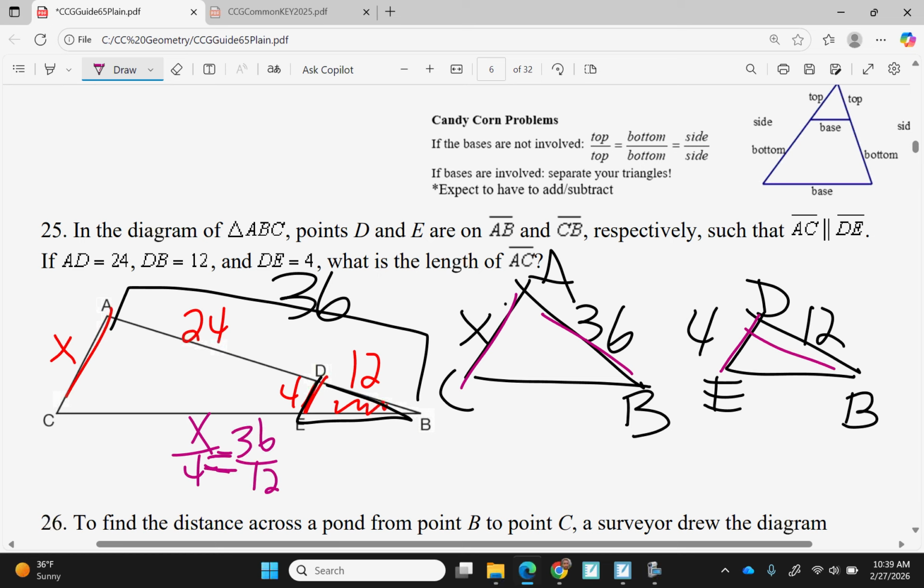And then I cross multiply and solve. 12x equals 144. Of course, you can use a calculator if you need to. X is 12.